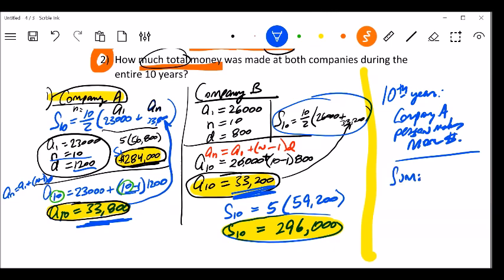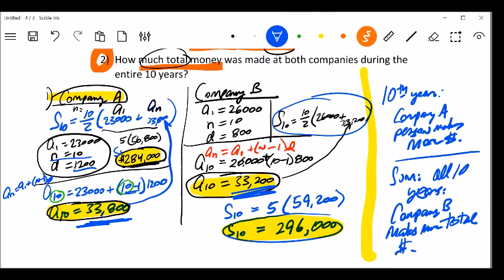Sum overall in 10 years, or all 10 years, company B makes more total. Instead of annual, it meant more total money. Or as an average through them, it would make more.